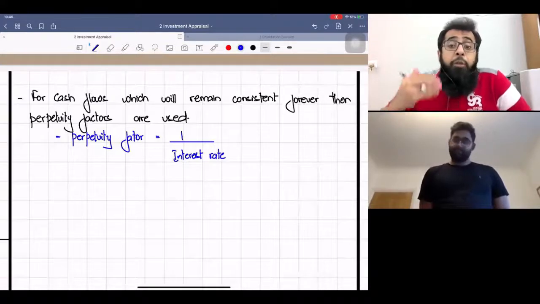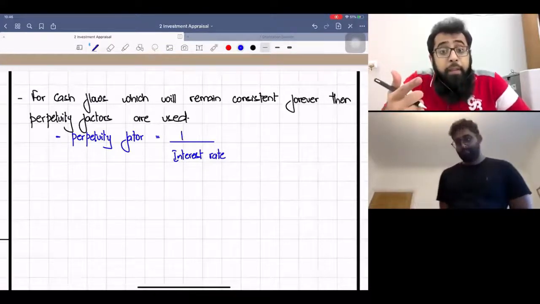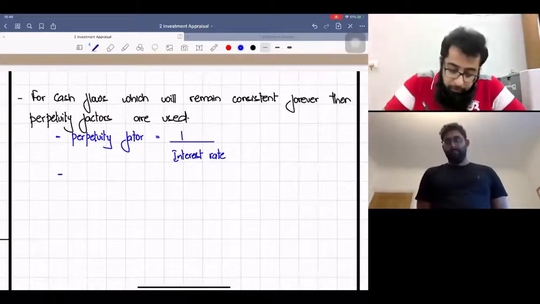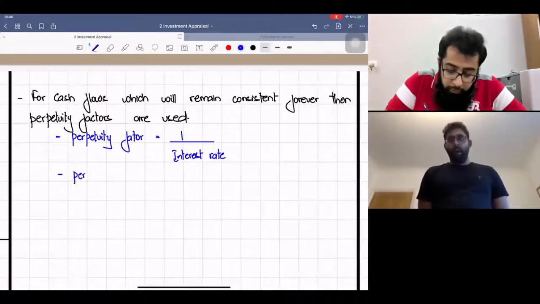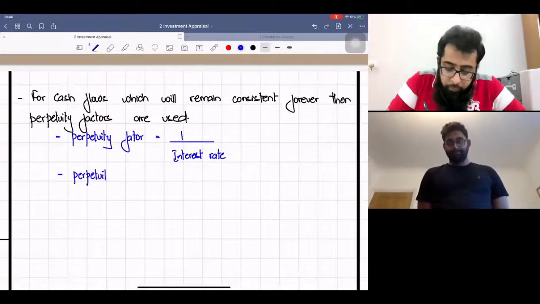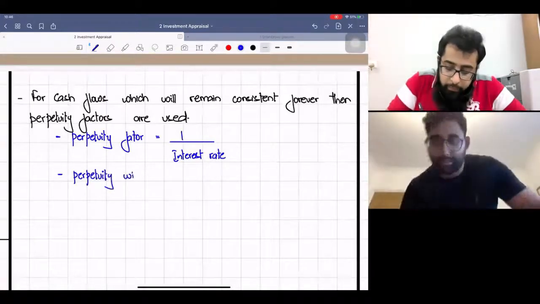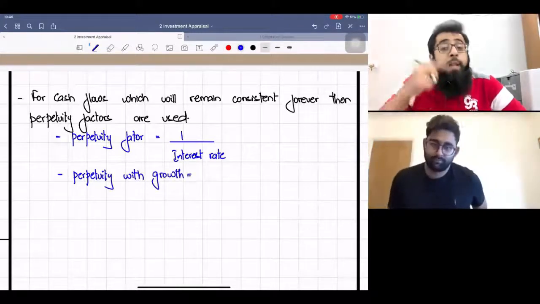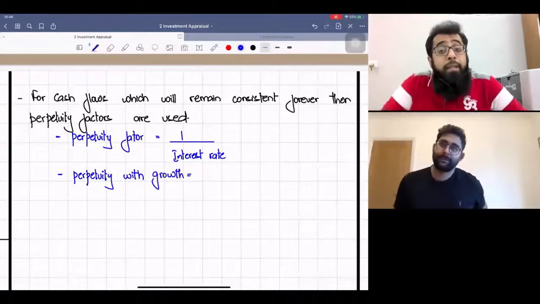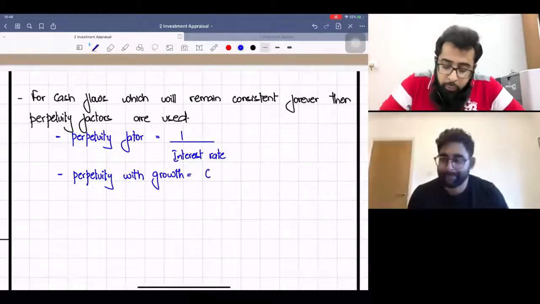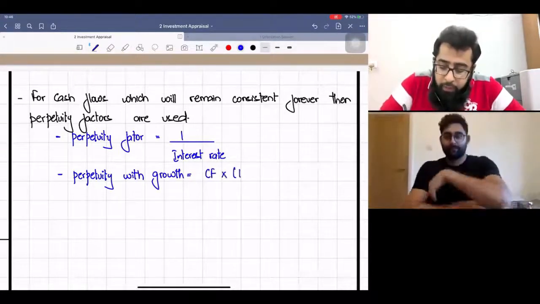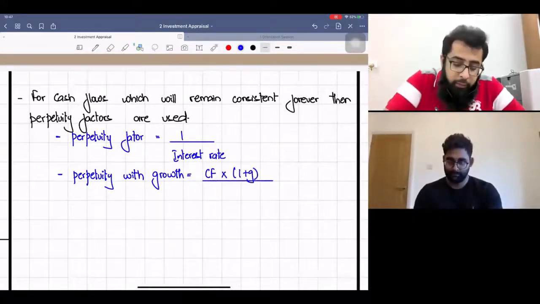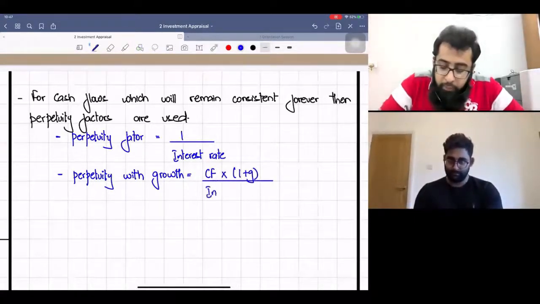If the perpetuity cash flows will grow, then we use a different formula, perpetuity with growth. Then what do we do? So you mean if the cash flows grow, yeah? Yeah. If it is written that the cash flows will continue in the perpetuity, but they will grow at certain rate, then you will simply take cash flow into 1 plus growth divided by interest rate minus growth rate.